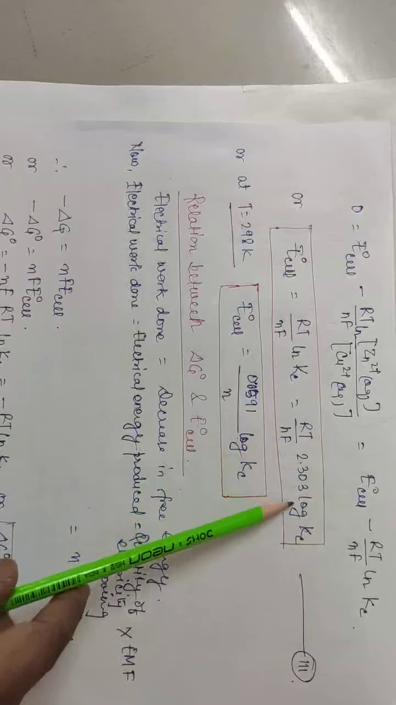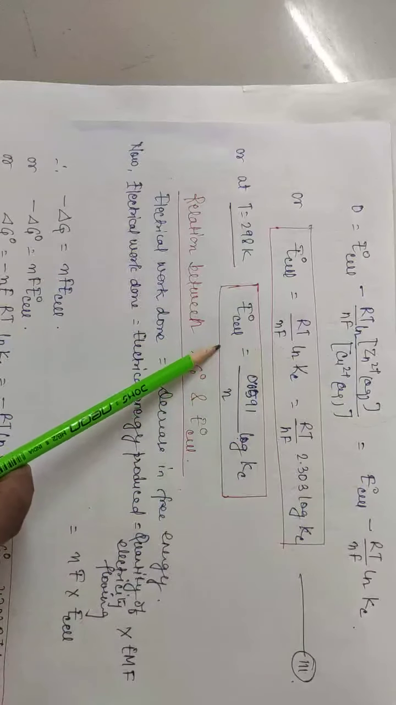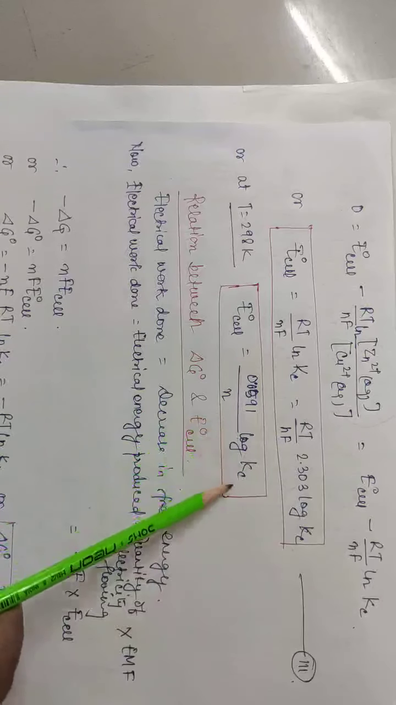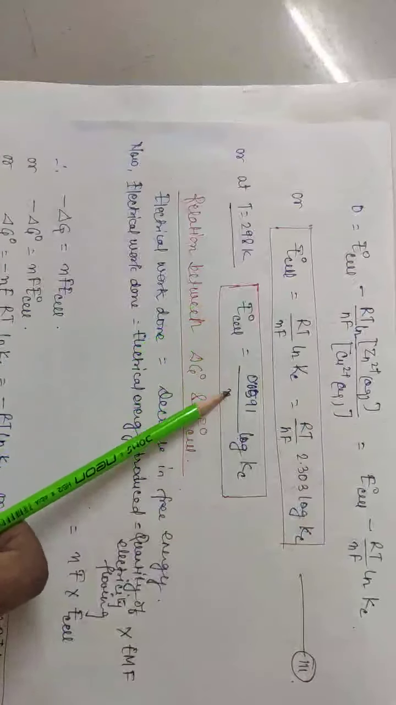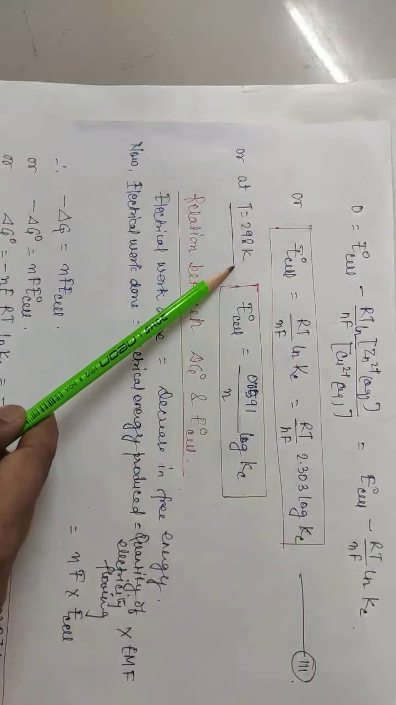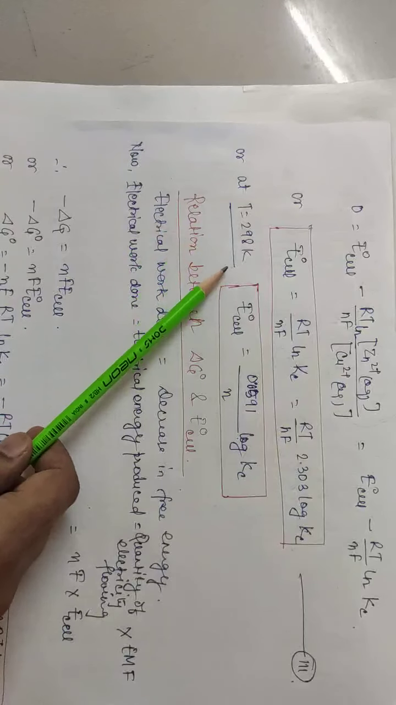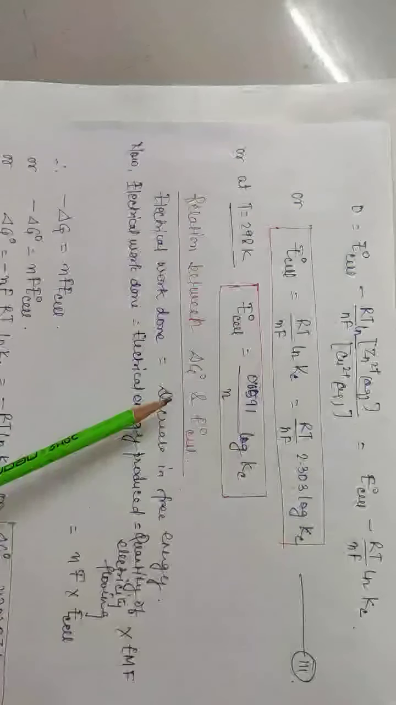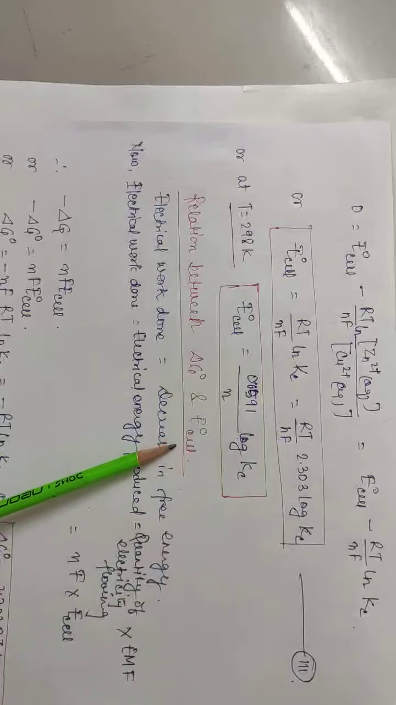Again, putting the values of the constants, we have E naught cell equal to 0.0591 upon n log Kc. This is the value only at 298 Kelvin. Now let us see the relation between delta G naught, that is the Gibbs free energy, and E naught cell.